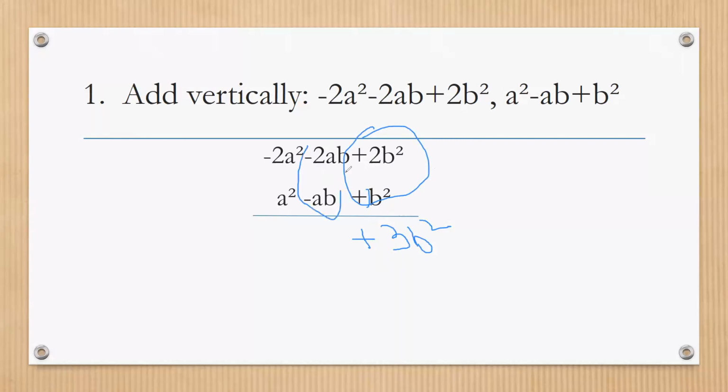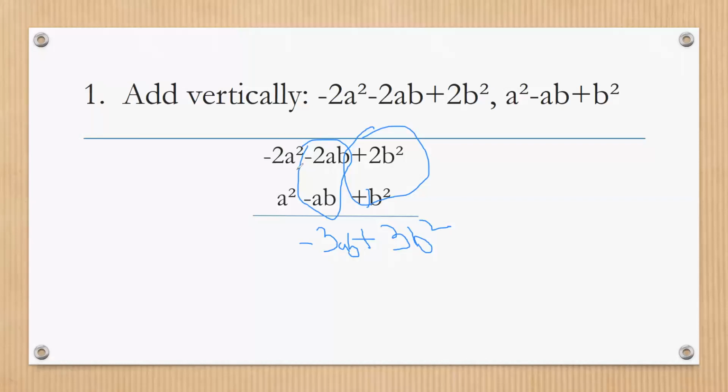Now I have to solve the middle term. Minus 2 minus 1. Both are negative, we get the answer negative. Minus 2 and minus 1, we get minus 3. Plus 2 plus 1, plus 3. So I have to write ab.